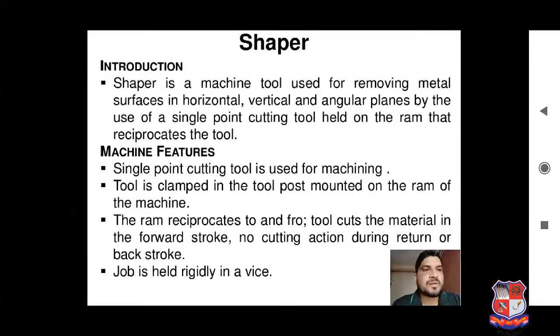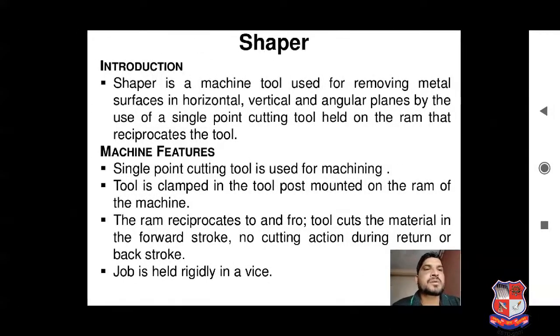First of all, which kind of tool is mounted onto the shaper machine? As we all know, various types of tools are mounted on various machine tools. On the shaper machine, a single point cutting tool is mounted on the tool post, and the workpiece is mounted onto the table. This single point cutting tool moves with reciprocating motion. Reciprocating motion means the tool moves to and fro, that is, a forward stroke and a return stroke. During the forward stroke the cutting is carried out, and during the return stroke no cutting action is carried out, so it remains idle.